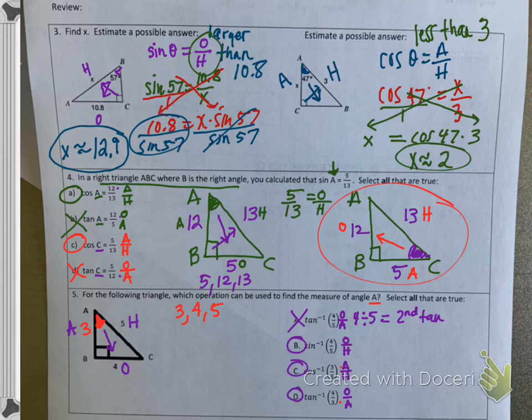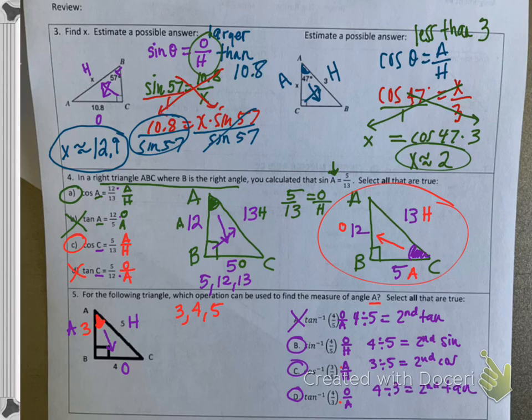So that means if I type in answer choice B, C, and D into a calculator, I should get the exact same answer. So for part B, if I type in 4 divided by 5 equals and then hit second sine, I should get the same answer as if I type in 3 divided by 5, hit equals, second cosine, and that should be the same answer as answer choice D, 4 divided by 3 equals second tangent.